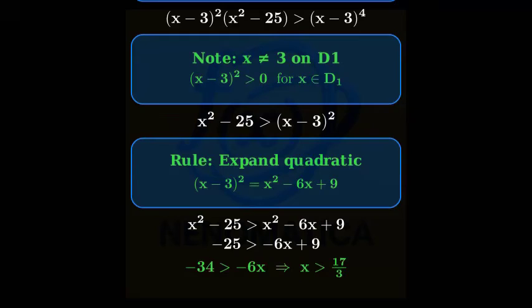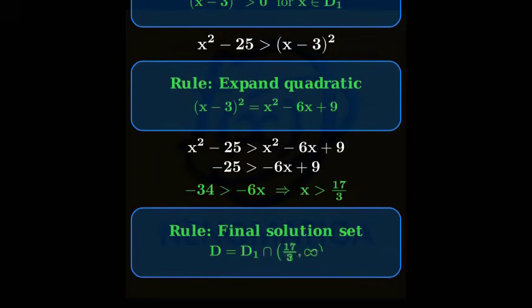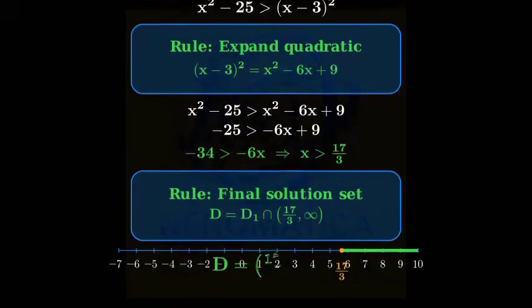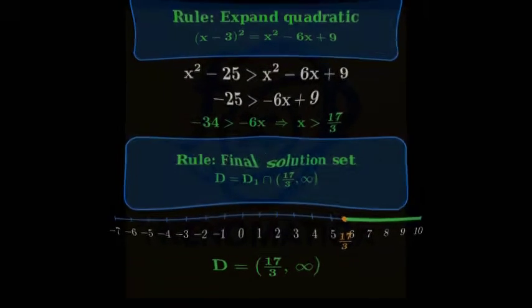Finally, intersect with the working domain. Since 17 over 3 is about 5.67, and the domain includes 5 to infinity, the intersection is the open interval from 17/3 to infinity. Final solution set equals D1 intersect this inequality solution. Let's visualize it on a number line.